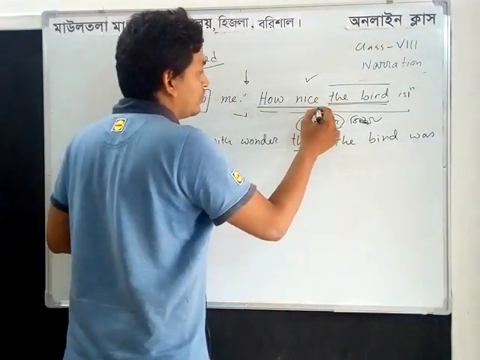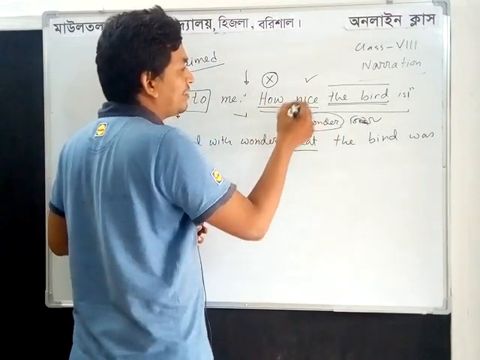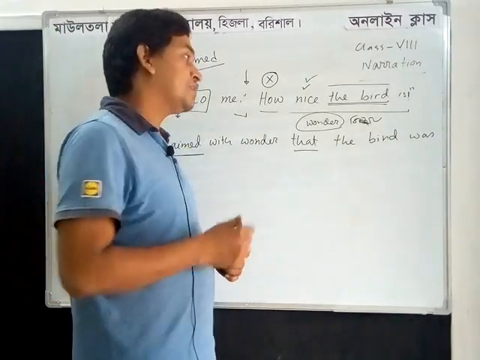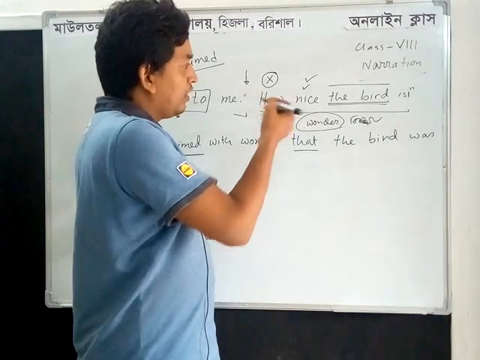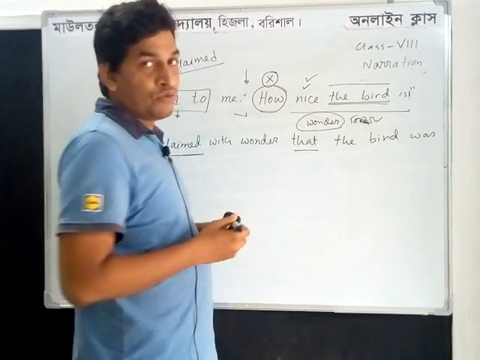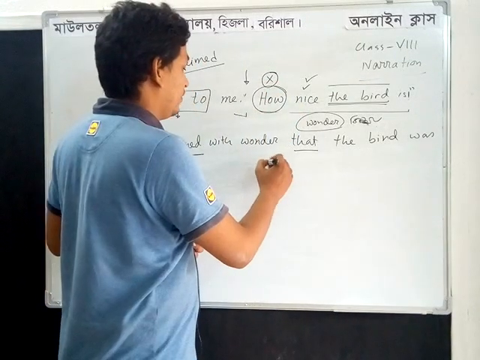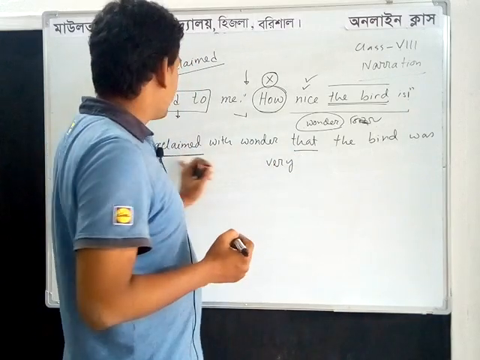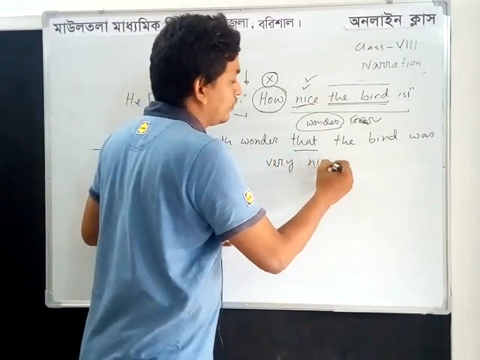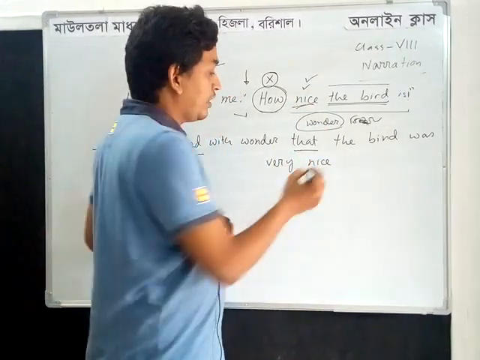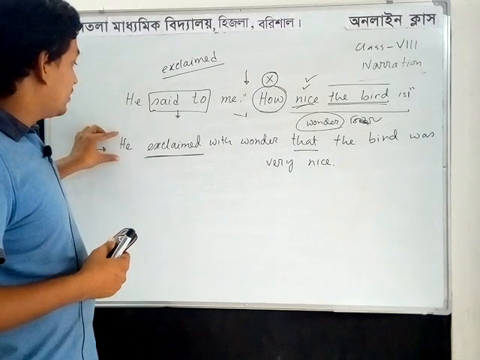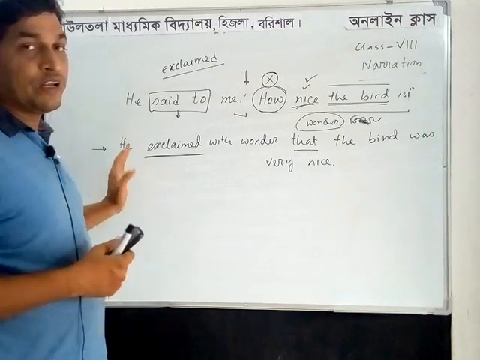Here, how nice. We must omit how. After omitting how, as there is an adjective, we have to use very, because if there is any adjective in the reported speech of an exclamatory sentence, we have to use very. So after deleting the word how, we have to use very. So he exclaimed with wonder that the bird was very. Then I have to write nice. We must use a full stop, not an exclamation mark, in indirect form. So the answer of this sentence is: he exclaimed with wonder that the bird was very nice.